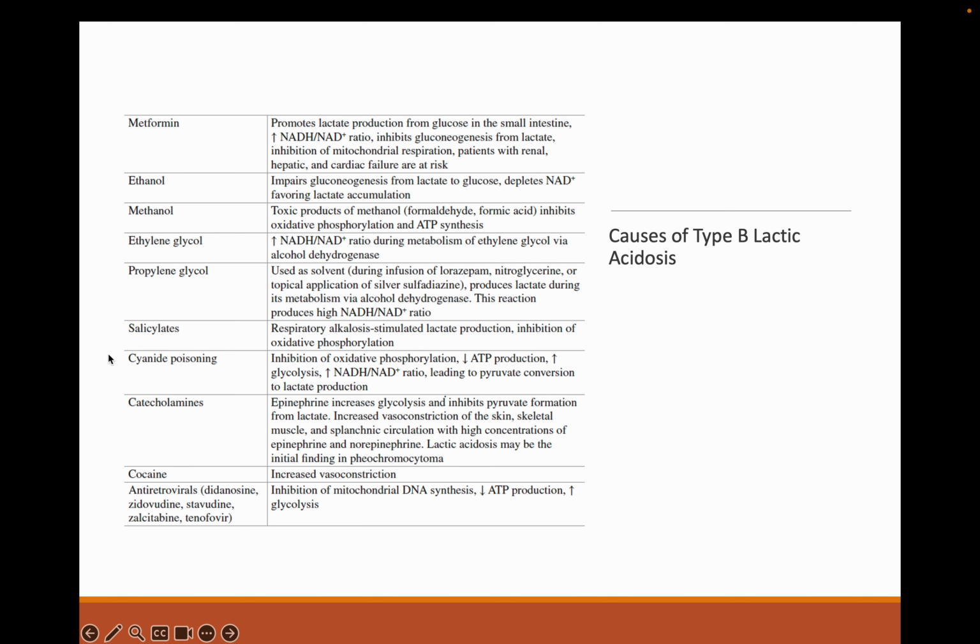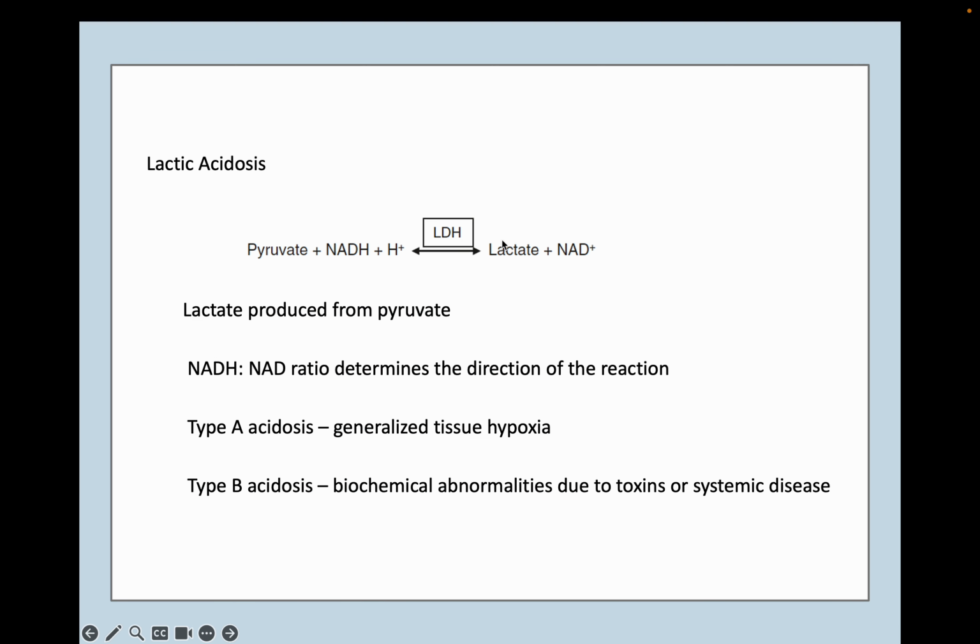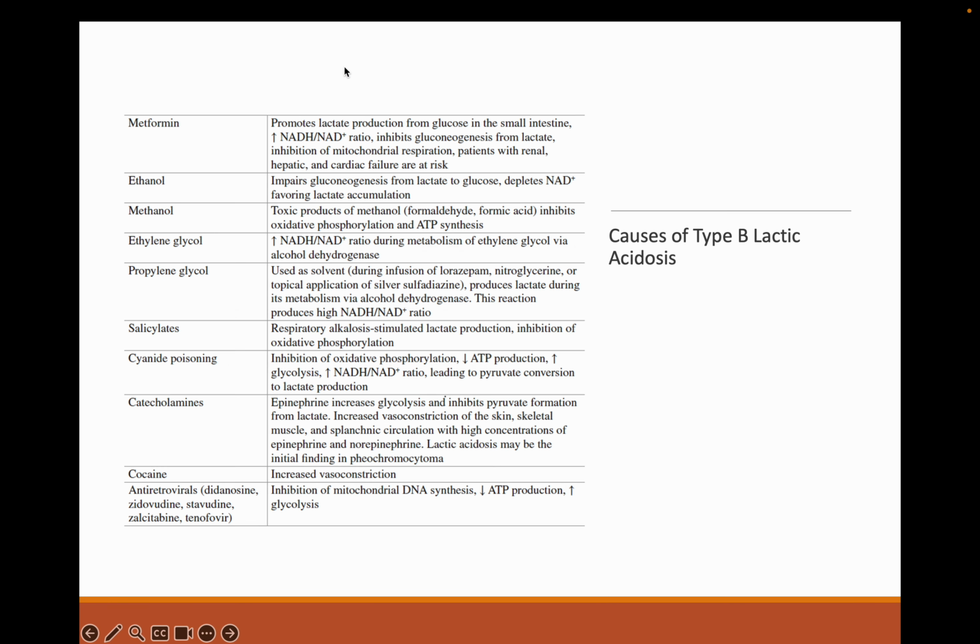These are a few drugs that cause an increase in NADH: metformin and ethanol, and in the case of ethanol, it depletes NAD plus. That is why NAD plus needs to be generated. So the increase in NADH will push the reaction towards lactate and NAD plus generation. So these are the various drugs. Though there is no decrease in tissue perfusion, in type B lactic acidosis these drugs change the NADH to NAD plus ratio. That is how they shift the reaction to generation of lactate.